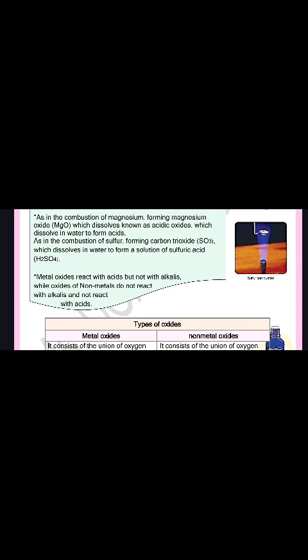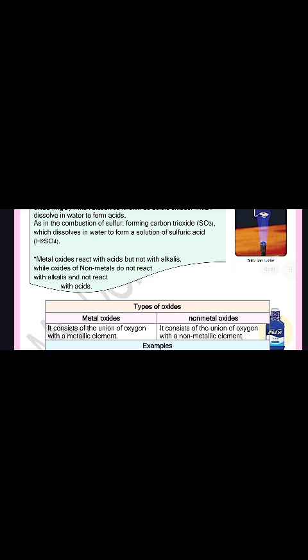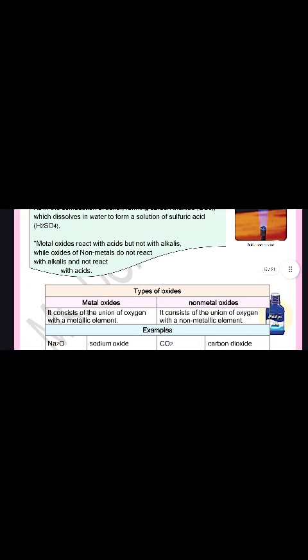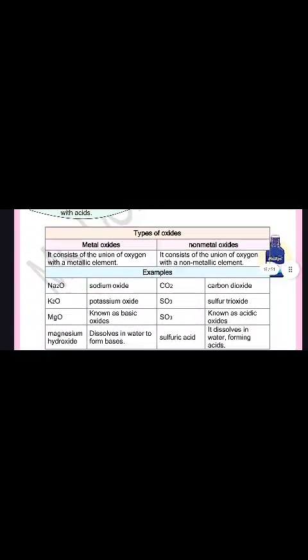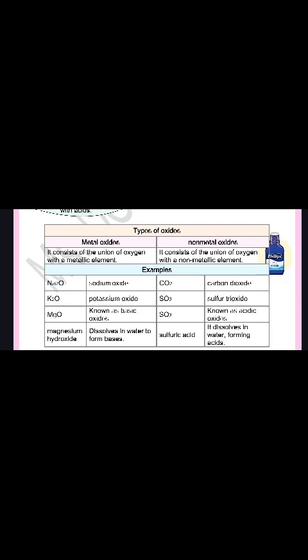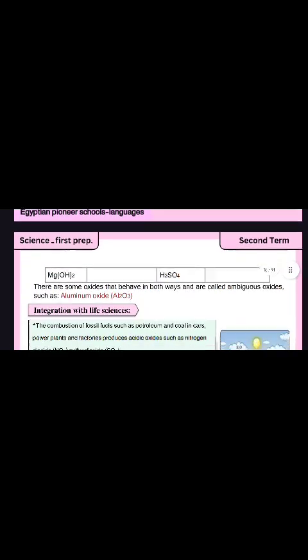Metal oxides react with acids but not with alkalis, while oxides of nonmetals don't react with acids, but they react with alkalis. Types of oxides. Here's a comparative table between metal oxides and nonmetal oxides. There are some oxides that behave in both ways, and they are called amphoteric oxides, like aluminum oxide.